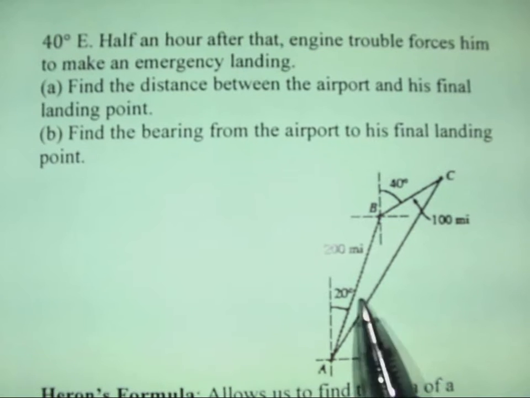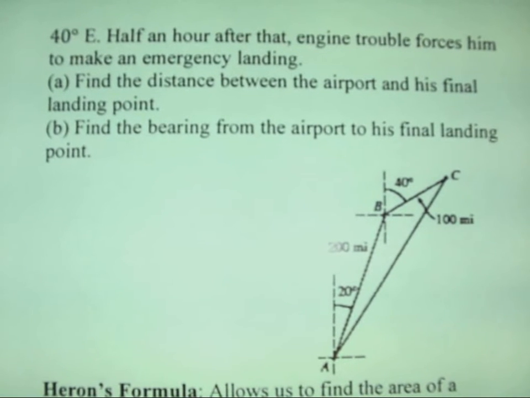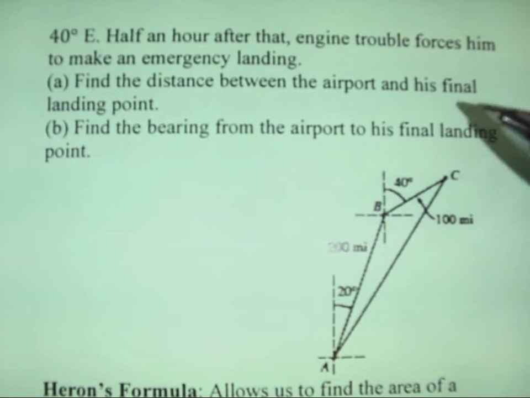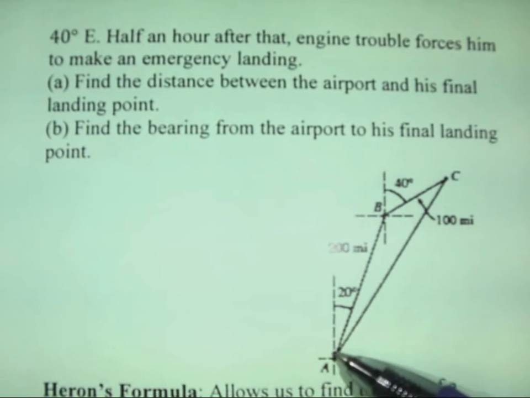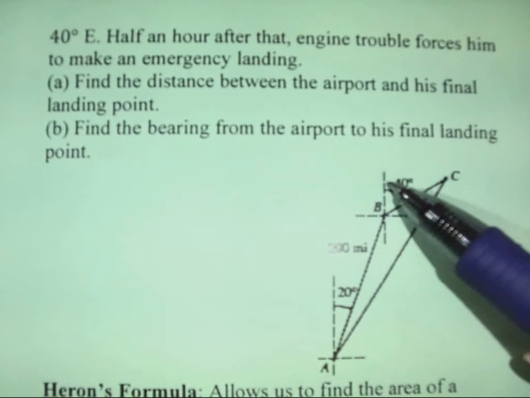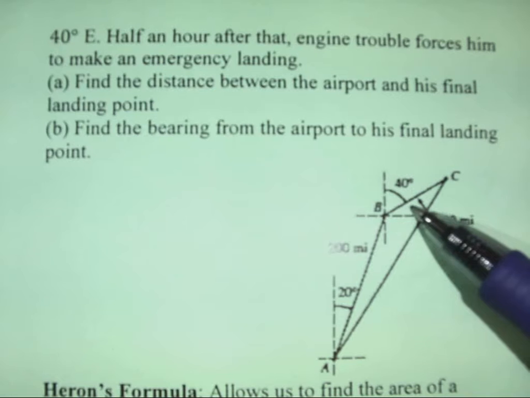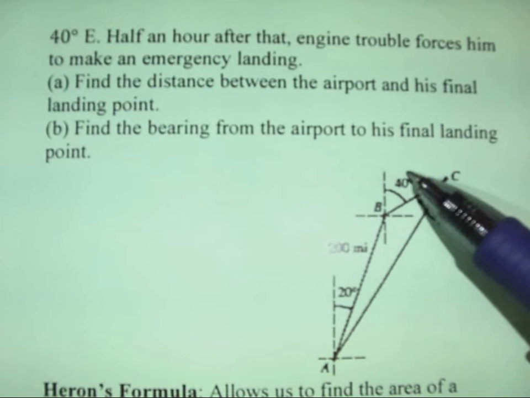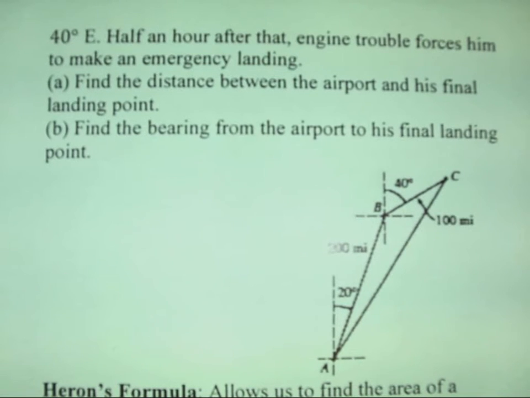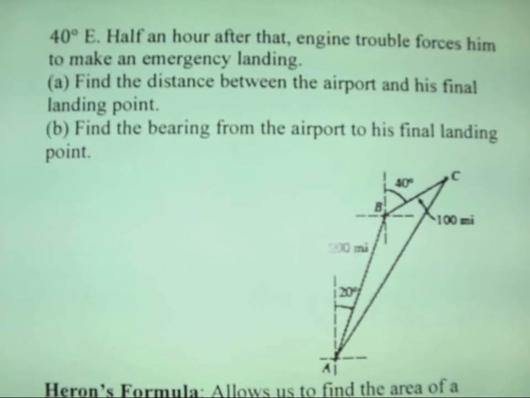So we've got some information here. One thing before I pull away from the diagram I want you to understand is if he was going 20 and now he's going 40, that means his course correction is 20. And if we have a line, pull up a piece of paper here.